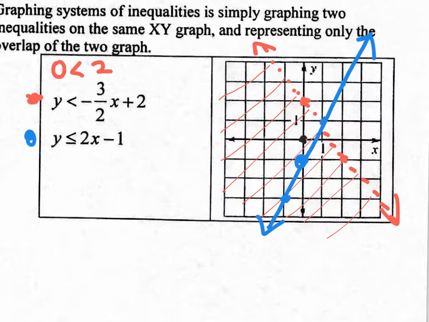So if I were to plug in 0 for y and 0 for x, put a 0 right there, it's going to be 2 times 0 is 0, which is going to leave you with a minus 1. Is that a true statement or false? False. 0 is not less than negative 1. So the coordinate 0, 0 is not an answer to the blue line.